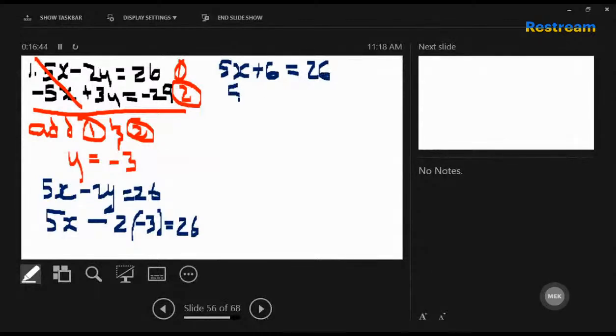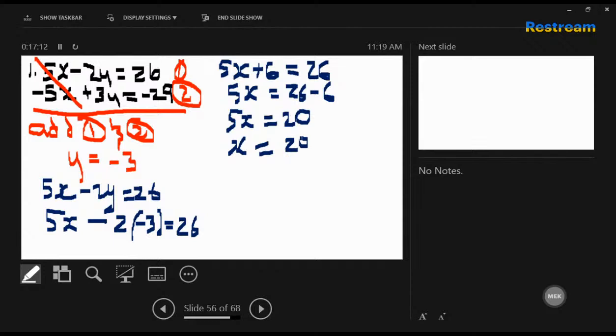So we need to isolate the 5x by subtracting 6 from both sides, which would get rid of the 6 from the left. And it's going to give us 20 on the right. So 5x is equal to 20. Therefore, now we need to isolate the x by dividing both sides by 5. So x is equal to 20 divided by 5, which is 4.